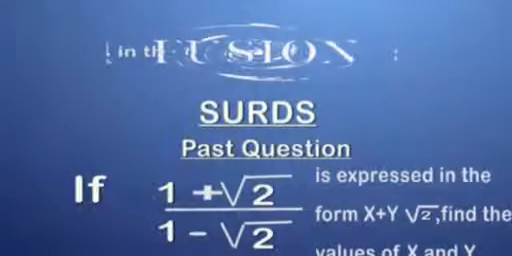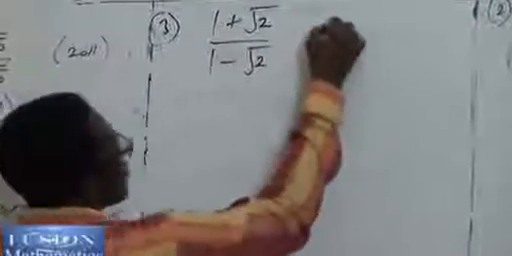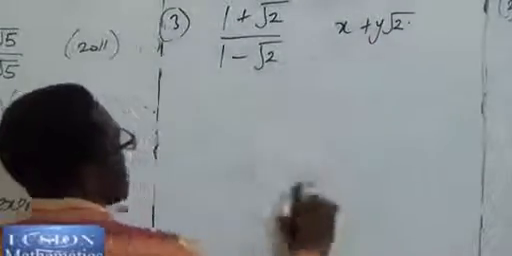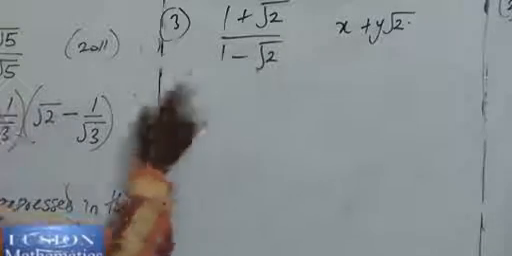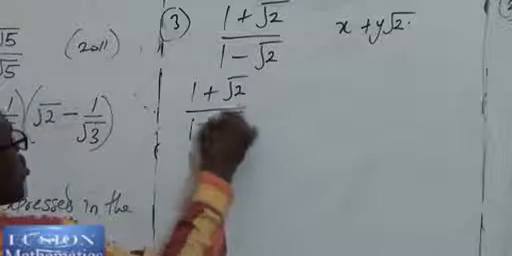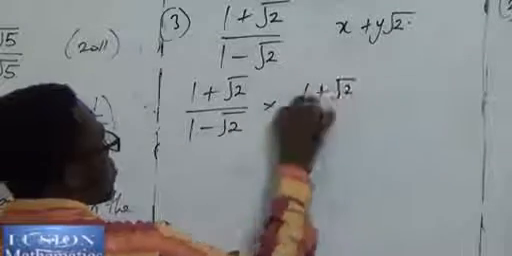Question 3 says, if 1 plus root 2 all over 1 minus root 2 is expressed in the form of x plus y root 2, find the value of x and y. So that means we will solve it and it has to look like this. Then we get our x and our y. To solve this, we have to rationalize, that is, get the conjugate of the denominator. So we have 1 plus root 2 all over 1 minus root 2 multiplied by the conjugate. The conjugate is 1 plus root 2.